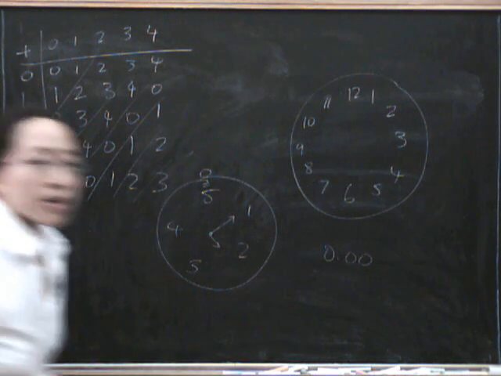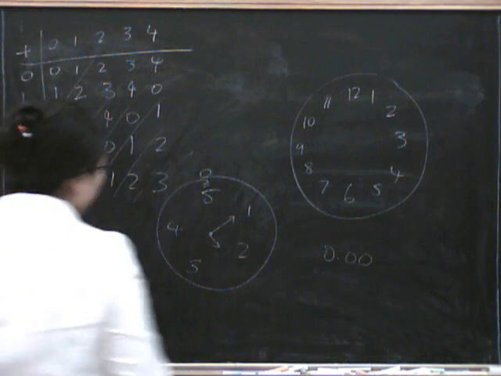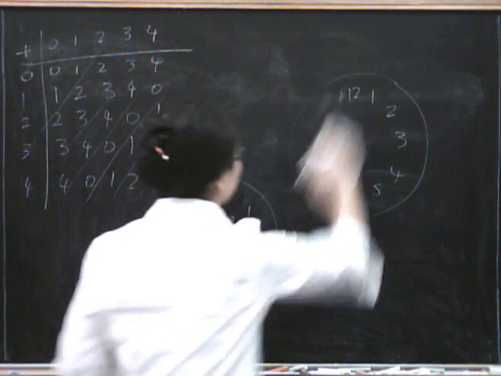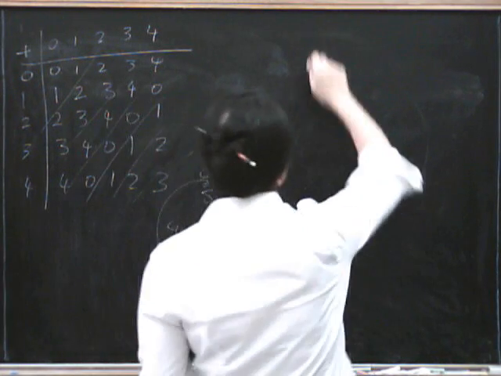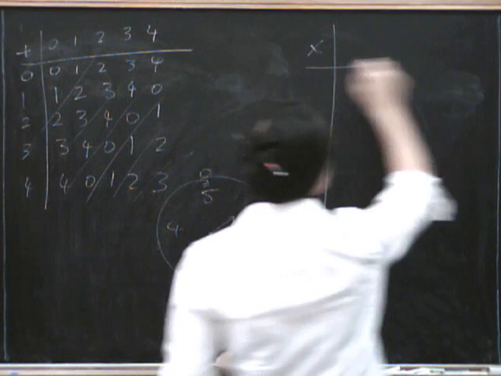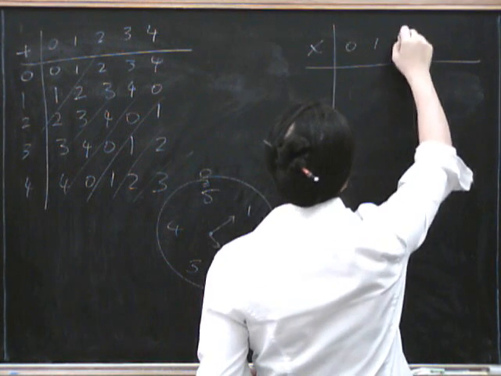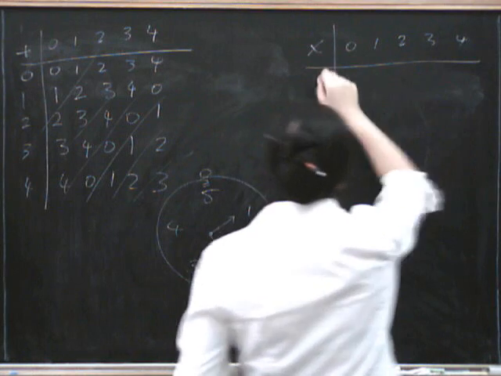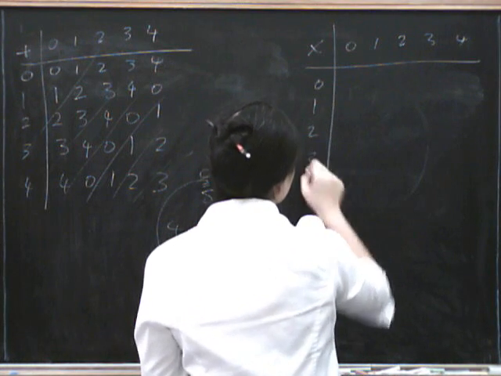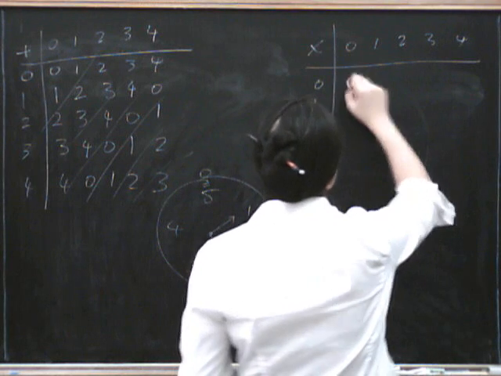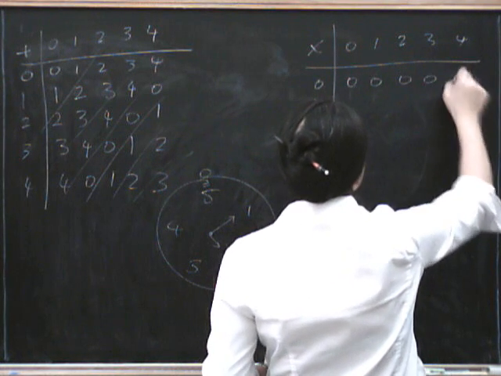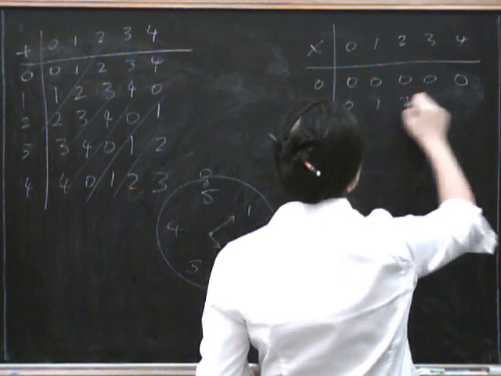Like this. Now let's see what happens if we write out a multiplication table on this clock. So we can do multiplication. 0, 1, 2, 3, 4, multiplied by 0, 1, 2, 3, 4. Well, of course, 0 multiplied by anything is still going to be 0. And 1 multiplied by anything is still going to be 1.